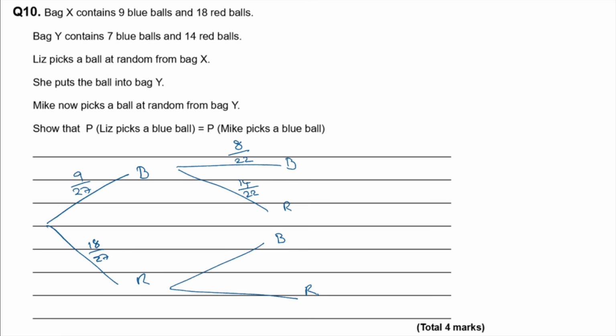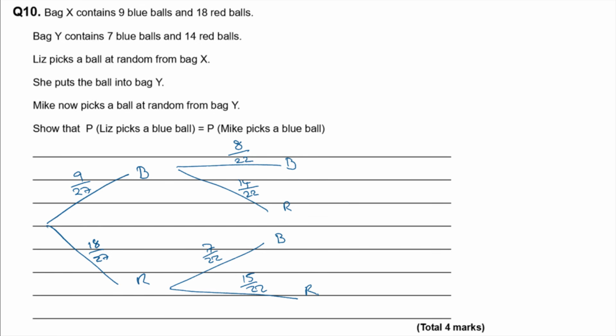Okay. Now let's assume she picked a red one first time. Then she's going to plonk the red ball in bag Y, in which case there were 7 blue balls in there. There's still 7, so it's going to be 7 over 22. There were 14. If she plops a red one in there, there's now 15, so it's going to be 15 over 22 for red. Okay.